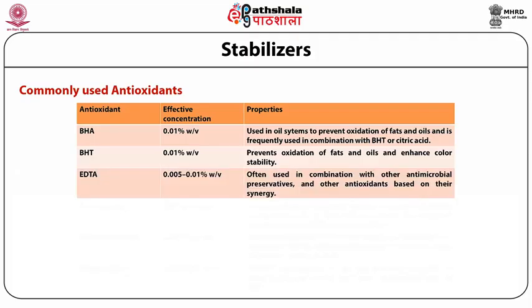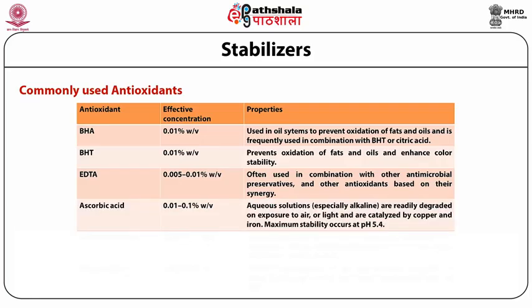Another agent is EDTA, used in effective concentration of 0.005 to 0.01% weight by volume, often used in combination with other antimicrobial preservatives and other antioxidants based on their synergy. Another agent is ascorbic acid, used in concentration of 0.01 to 0.1% weight by volume. Its aqueous solutions, especially alkaline, are readily degraded on exposure to air or light and are catalyzed by copper and iron. Maximum stability occurs at pH 5.4.